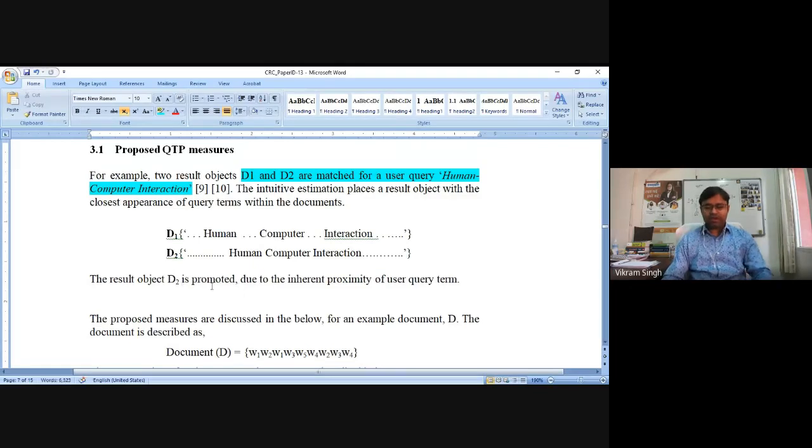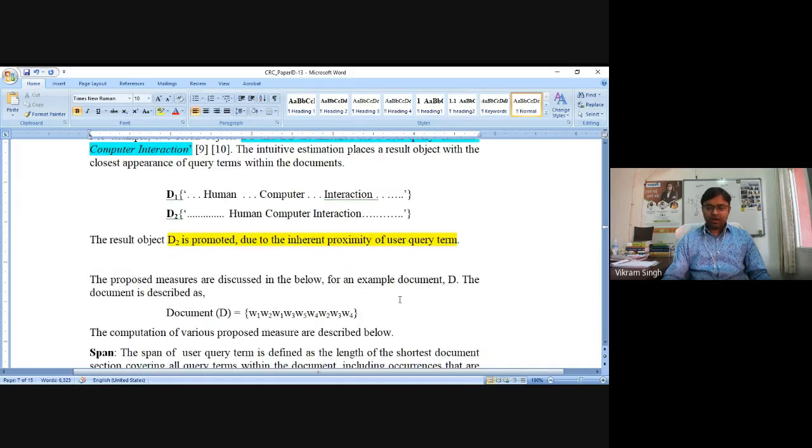So here you can see D2 should be promoted due to the inherent proximity of the user query terms. That is the basic fundamental nature we are trying to build using the query term proximity measures, which are of type PR, type of relevance measures. Typically, the proposed measures are discussed in the documents. For example, the D1 document has different keywords like W1, W2, W1 again. So you can have these sorts of arrangements of text words or keywords within the documents.